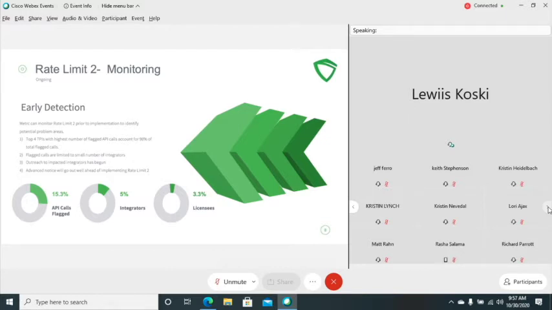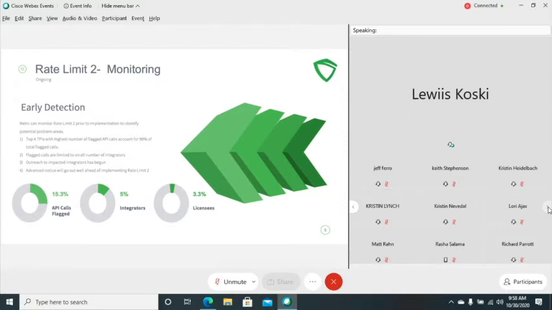And about 3.3% of the licenses, again, assuming that about a third of the licensees use a third-party integrator that operates through the API. I want to talk a little bit more about this, because even though that 15.3% is a number on its face that's really concerning, the more positive number is that 5% of integrators are impacted. In fact, the top four third-party integrators with flagged calls for limitations account for about 98% of the total flagged calls.